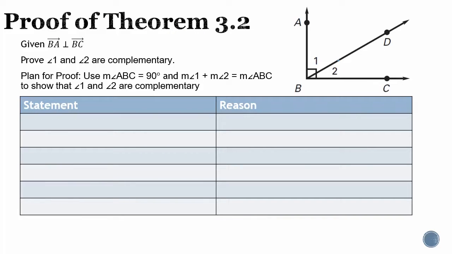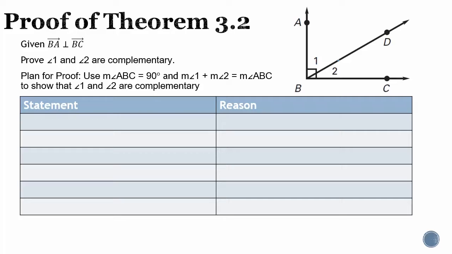Proof of Theorem 3.2. In Theorem 3.2, we said that if two sides of two adjacent acute angles are perpendicular, then the two angles are complementary. So we are now going to prove, if we have two angles that make up a perpendicular angle, that the two angles are indeed complementary. Our plan for proof is to use the measure of angle ABC is equal to 90 degrees, and that the measure of angle 1 plus the measure of angle 2 gives us the measure of angle ABC. And we're going to use that to show that angle 1 and angle 2 are complementary.